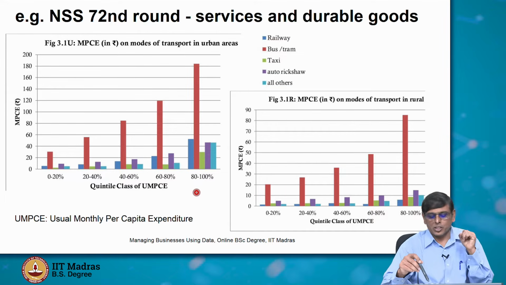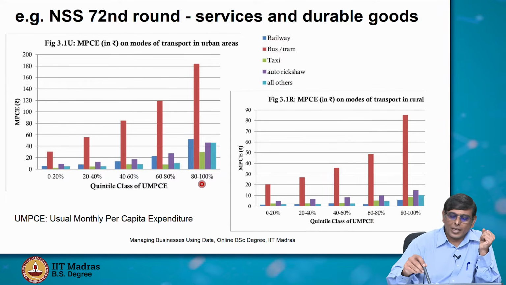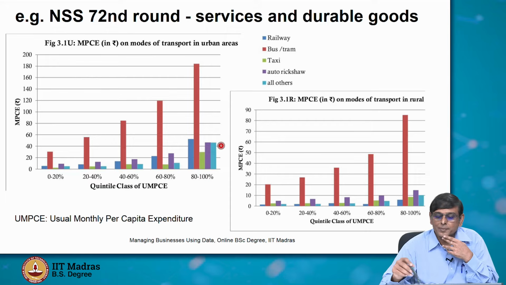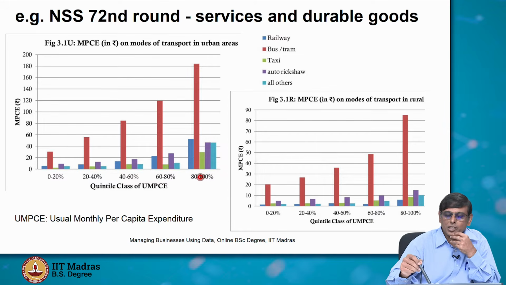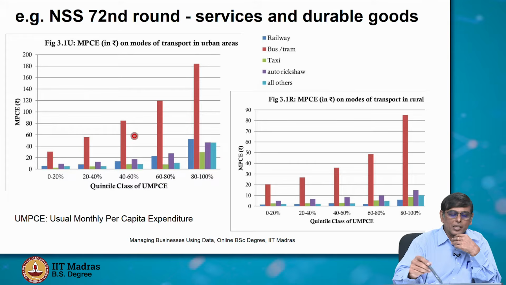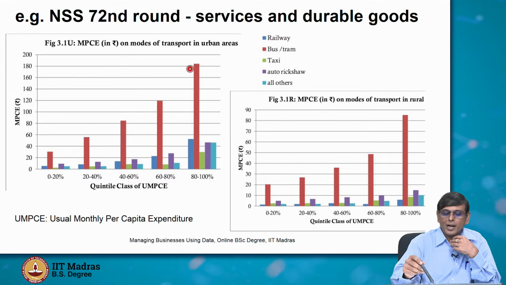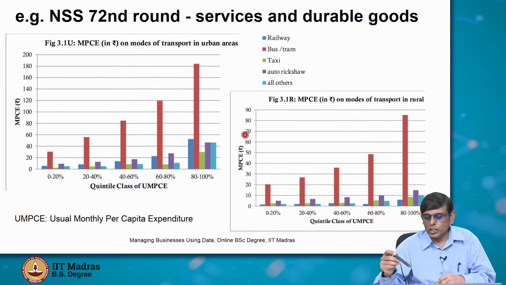If you look at the expenditures of the top quintile, their biggest source of expenditure seems to be on bus. They are spending about 180 rupees monthly on bus, and this blue line, the first one, is railway. They're spending about 50 rupees, because maybe from Bombay they travel by train or metro. So 50 rupees on railway, 180 rupees on bus, and some amount on taxi, and then auto rickshaw and others.